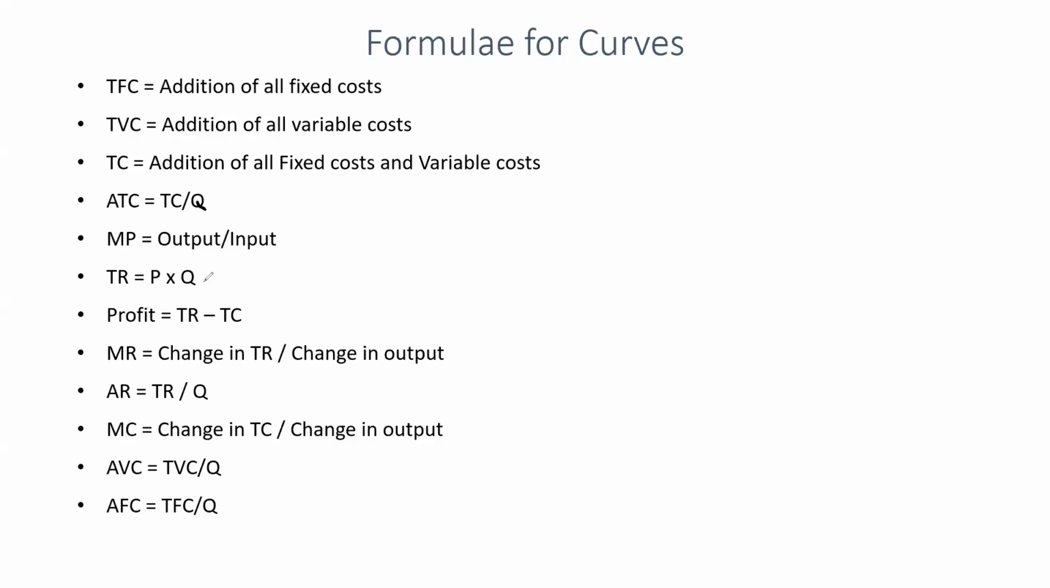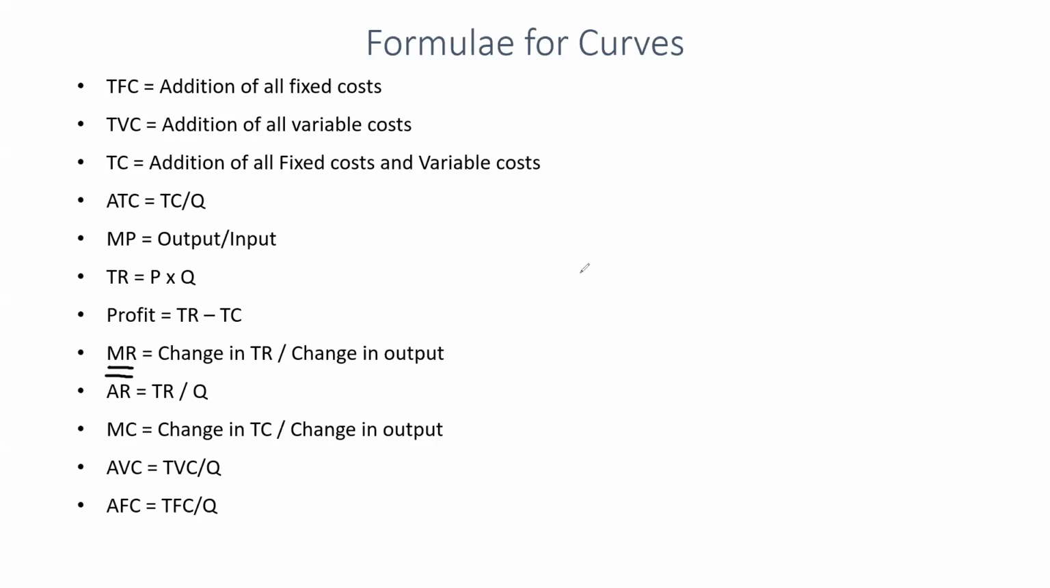Total revenue is price times quantity. Your profit is total revenue minus total cost. Now you know already what total revenue is. It's here. And you know what total cost is. That's given over here. So your profit is total revenue minus total cost. And then we've got marginal revenue. Marginal revenue is the change in total revenue divided by the change in output.